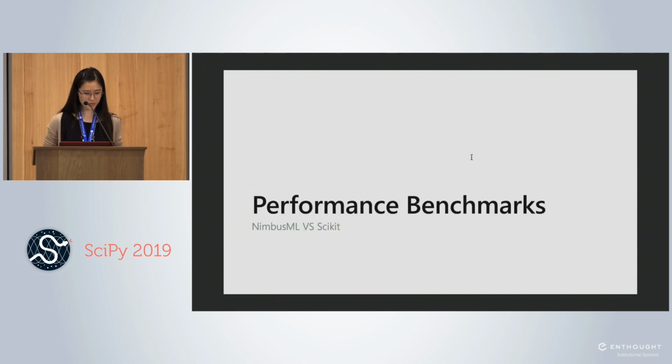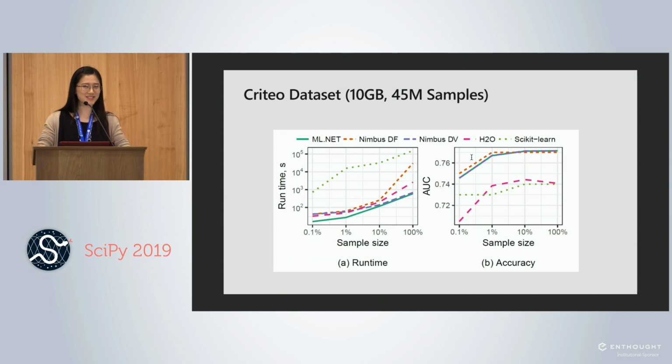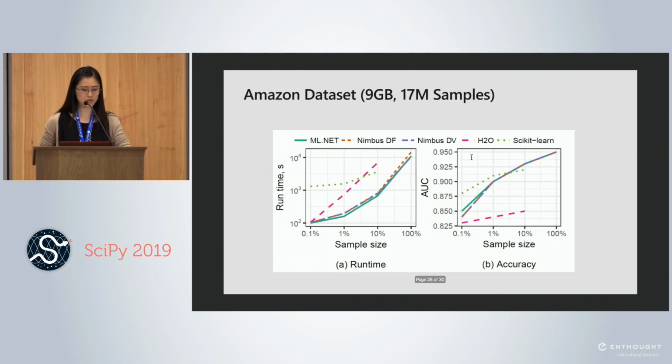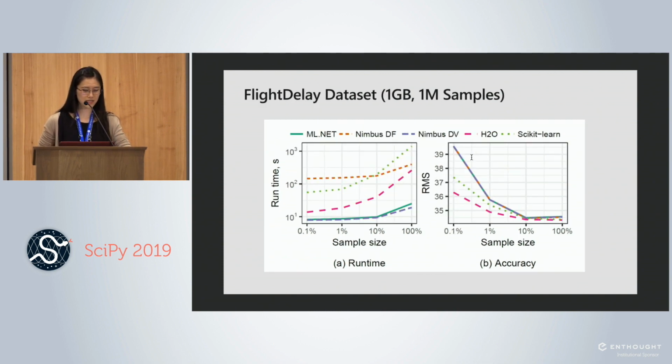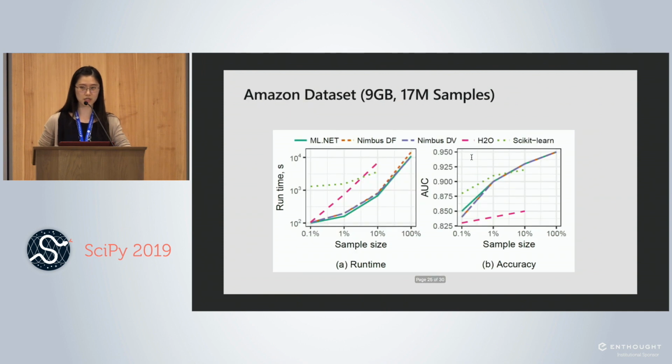So I have a couple minutes. What we have is a very detailed experiment in the paper. We tried it with Criteo dataset. We tried it with Amazon dataset. We tried it with flight delay dataset. Usually it's a relatively large dataset. So you can see that we compare the performance with ML.NET. We tried Nimbus ML training with data frame, pandas data frame. We tried Nimbus ML training with the file data stream I just mentioned. We also tried the H2O machine learning package. We also tried Scikit-learn.